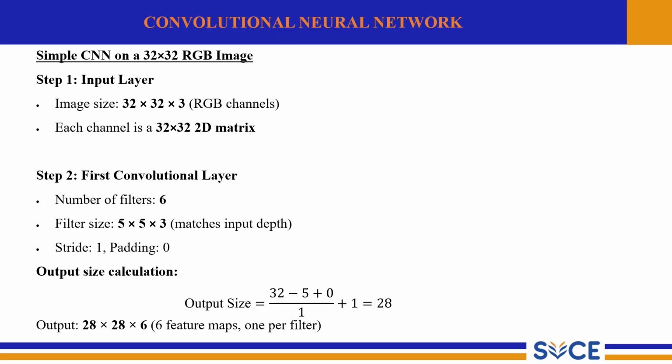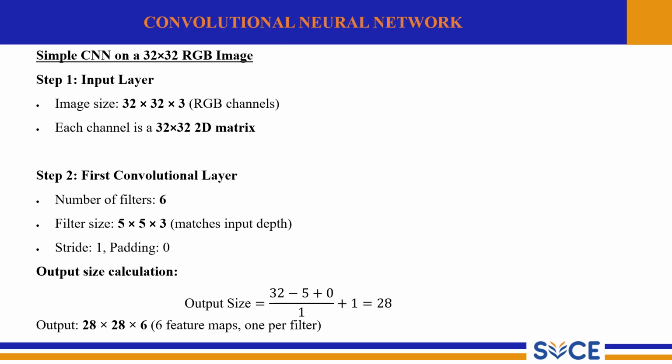So, a simple CNN on a 32 by 32 RGB image. Step 1, the input layer. Let's start with a 32 by 32 RGB image. The image has three channels: red, green and blue. So here we are representing 32 cross 32 into 3, and each channel is a 32 by 32 2D matrix. So the input size here is 32 into 32 into 3. This is the input that will pass through our convolutional neural network.